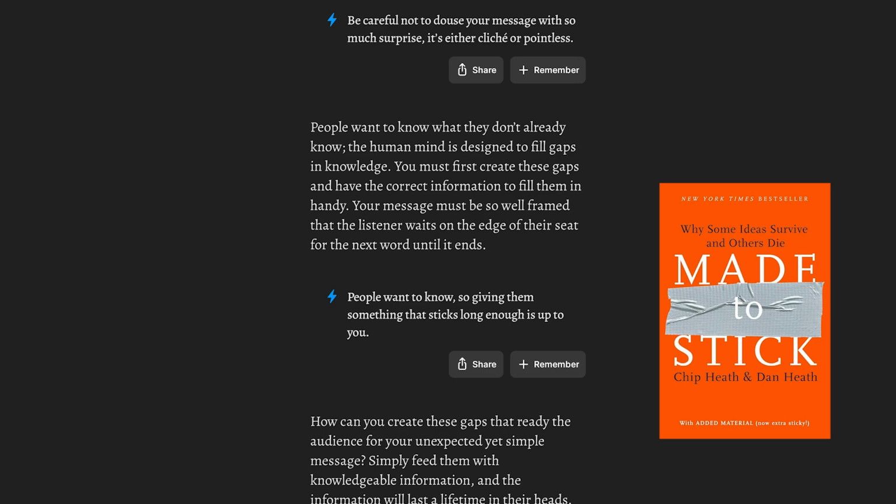How can you create these gaps that ready the audience for your unexpected yet simple message? Simply feed them with knowledgeable information, and the information will last a lifetime in their heads.